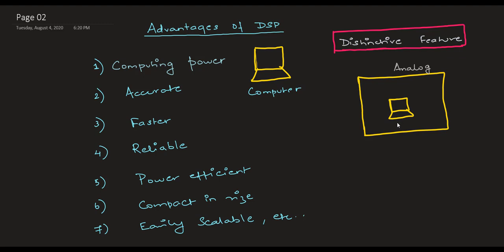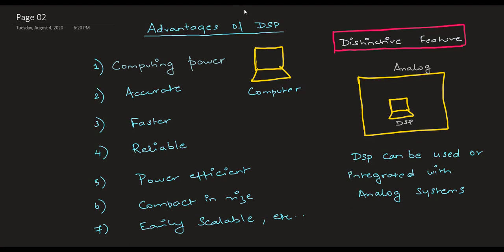So what happens is the place of the DSP is always inside an analog system. The distinctive feature of this is it is possible for this to happen given we have a proper interface with analog. So the DSP has to be interfaced or integrated properly with the analog unit, and this is normally possible with the help of what we call an analog to digital converter and a digital to analog converter. We'll be seeing it in the coming series.